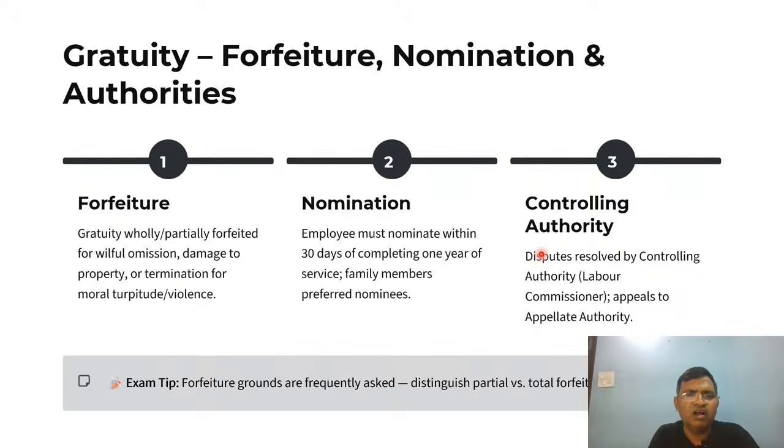Forfeiture means gratuity is wholly or partially forfeited for willful omission, damage to the property, or termination for moral turpitude or violence. Nomination: the employee must nominate within 30 days of completing 1 year of service. Family members are the preferred nominee. Controlling authority: disputes are resolved by the controlling authority, that is the labor commissioner, with an appellate authority. Examination tip: forfeiture is frequently asked in the examination, so you should know how to distinguish between partial and total forfeiture.